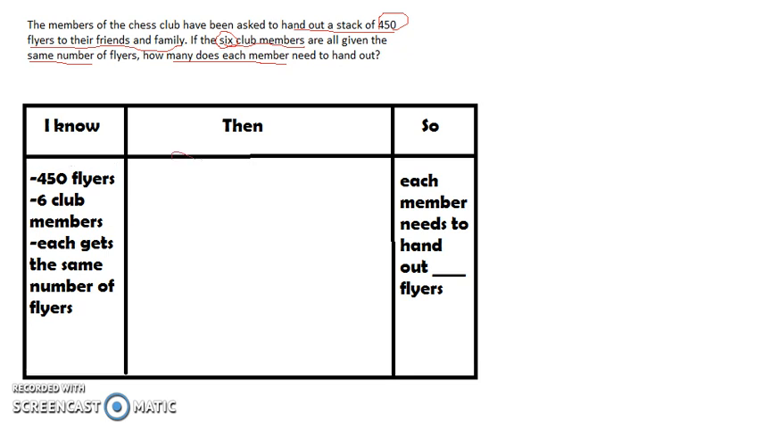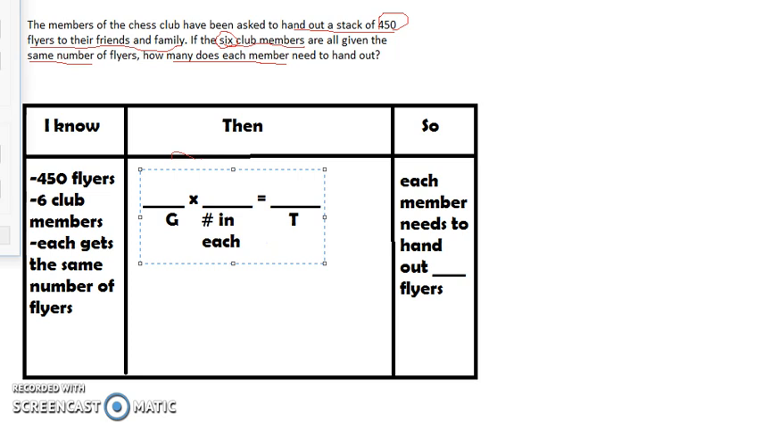Now that I know what my facts are and I know what my final question is, I can start working on the operation and then solving. So this problem has the word each in it, and that gives me a clue that it might be multiplication or division. In order to help me figure out that operation, I can go ahead and do my blank times blank. So let's try and figure out what are my groups, what are my number in each, what is my total.